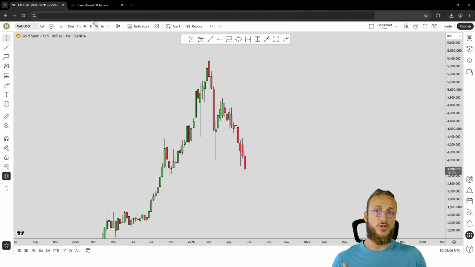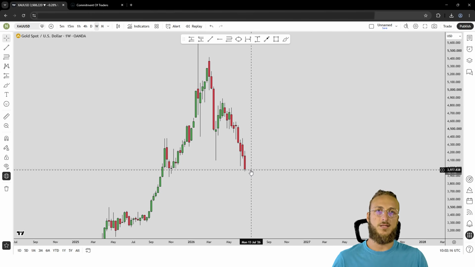We have to keep in mind that on the monthly, we have that support zone, the last possible support zone if the market is to retest the highs at which institutions can enter. On the weekly, we have this overextended M pattern.